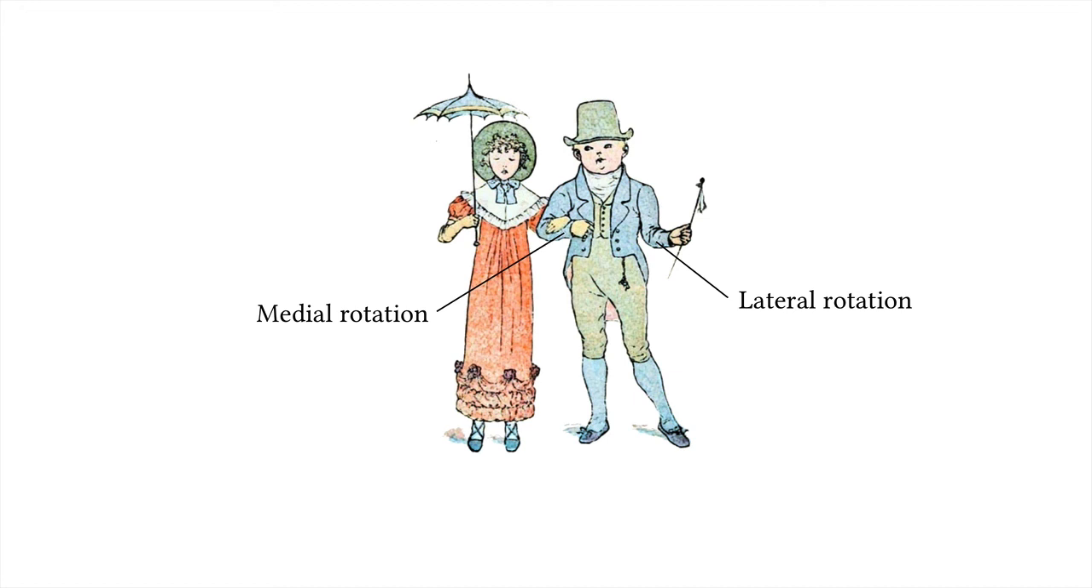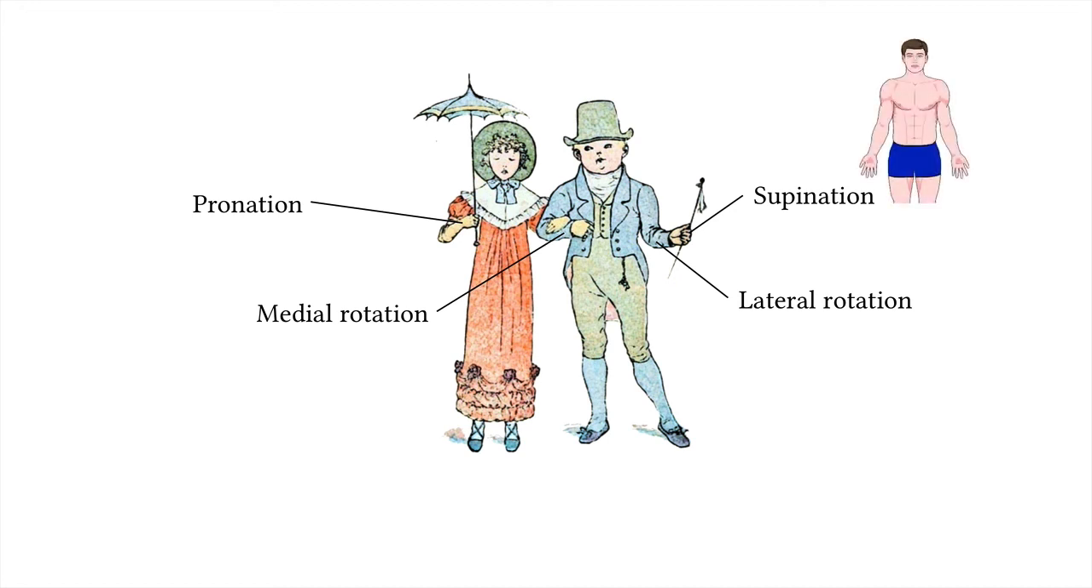Finally, the last two movement terms refer to the forearm only. If you rotate your forearm so that the palm faces anteriorly or forward, then that is supination of the forearm. If you rotate the forearm so that the palm faces posteriorly, you have performed pronation of the forearm. Pronation, posterior. In the anatomical position, the hands face anteriorly, so the forearms are supinated.